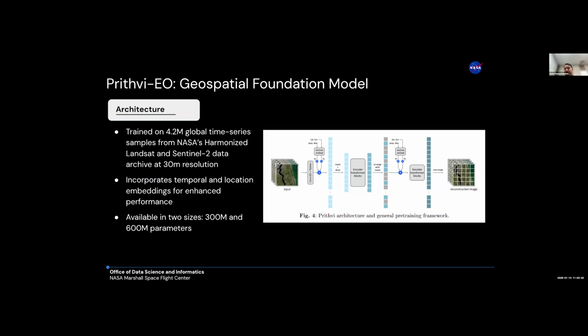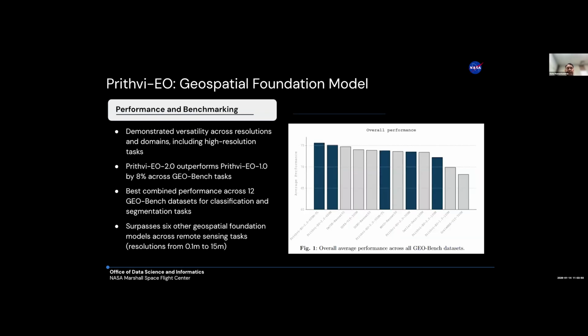So this is the updated architecture of the Prithvi EO, the 2.0. It's been trained on about 4 million samples of HLS data. It's a harmonized Landsat Sentinel data that we produce here at Marshall. It's using both Landsat and Sentinel together. You can get a temporal resolution of basically 2 to 3 days with that. And there are two sizes of the model available, at 300 million parameters and 600 million parameters. The model was tested against GeoBench. It's a community benchmark which has different use cases of different types. The Prithvi did pretty well across the different benchmarks.